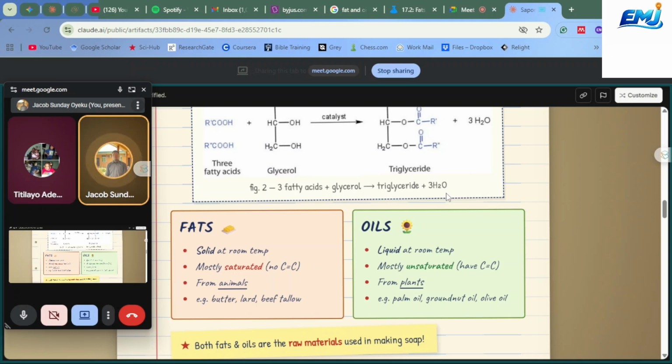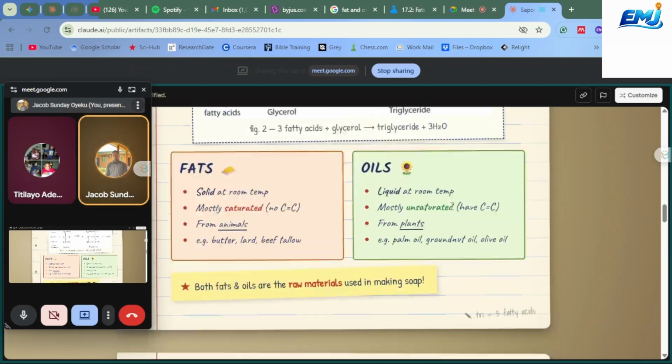Do you hear? And then number 3 difference is that what? Fats are found in animals whereas oil are found in plants.